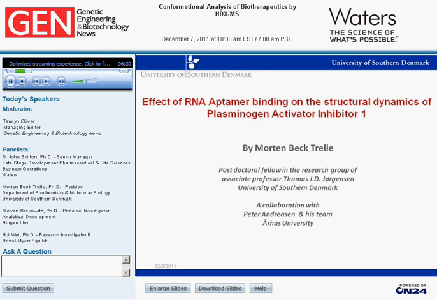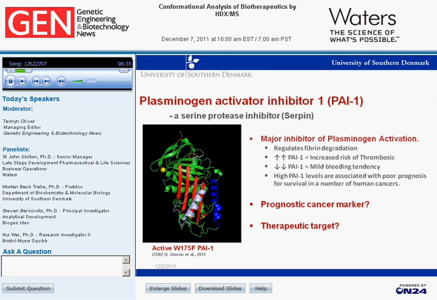Plasminogen Activator Inhibitor 1 is a serine protease inhibitor, or serpin. It's the major inhibitor of plasminogen activators in humans. It regulates fibrin degradation, and this is most clearly seen by the fact that elevated PAI-1 levels are associated with increased risk of thrombosis. Decreased PAI-1 levels are associated with a mild bleeding tendency, and furthermore, high PAI-1 levels are associated with poor prognosis for survival in a number of human cancers. That actually makes PAI-1 not only a prognostic cancer marker, but also a therapeutic target.